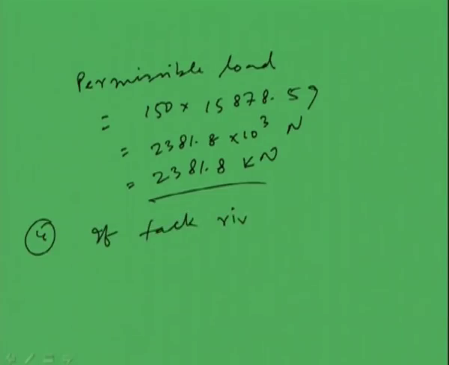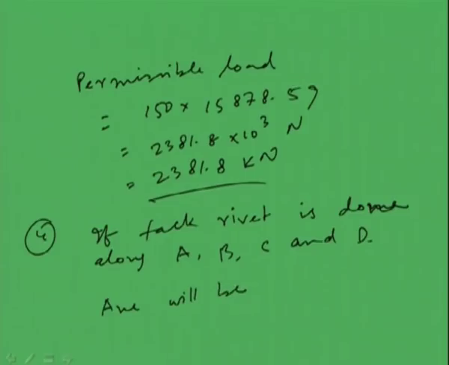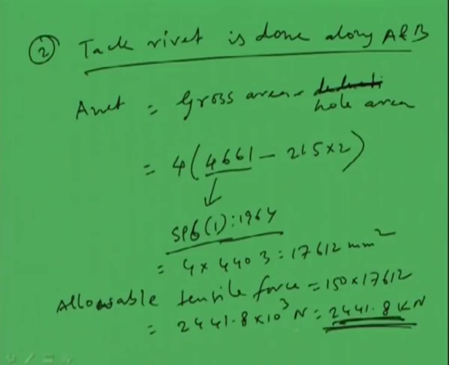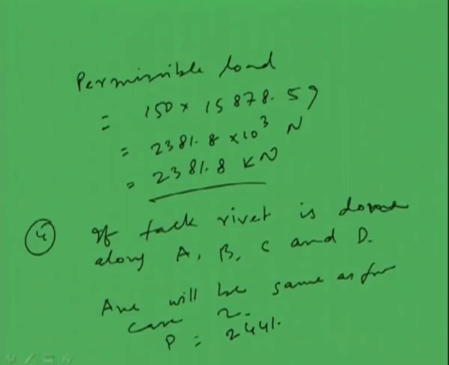If tack rivet is done along A, B, C and D, then what will happen? It will be exactly the same as in case 2. A net will be the same as for case 2. So the permissible load will be, in case 2 what was the permissible load? 2441.8 kilonewton. So this will also be 2441.8 kilonewton. If the tack rivet is done along A, B, C and D, it will be a similar case to case 2. So the load will also be similar, that means P will become 2441.8 kN.